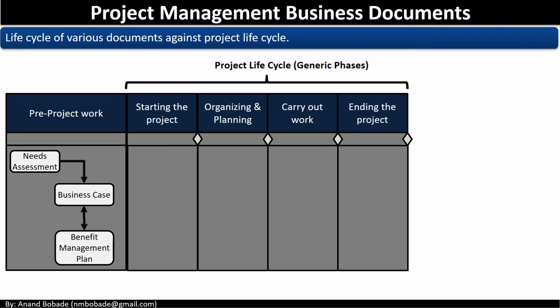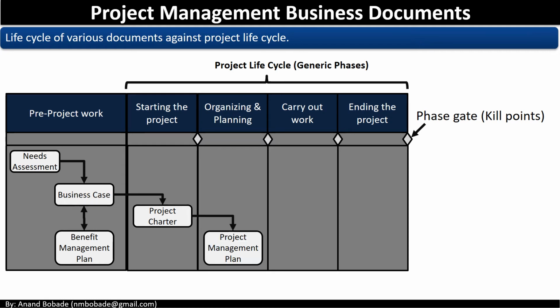Once the business case is approved, the project charter will be created as a part of the starting the project phase. Once the project charter is approved, there will be a phase gate to ensure all requirements are met to move to the next phase of the project. Sometimes these are also called kill points, as this decides whether to pursue the next phase of the project or close the project. The project charter further acts as an input to create the project management plan. And of course, the project management plan will be used throughout the execution of a project, which will be taken care of by the next phases of a project life cycle.